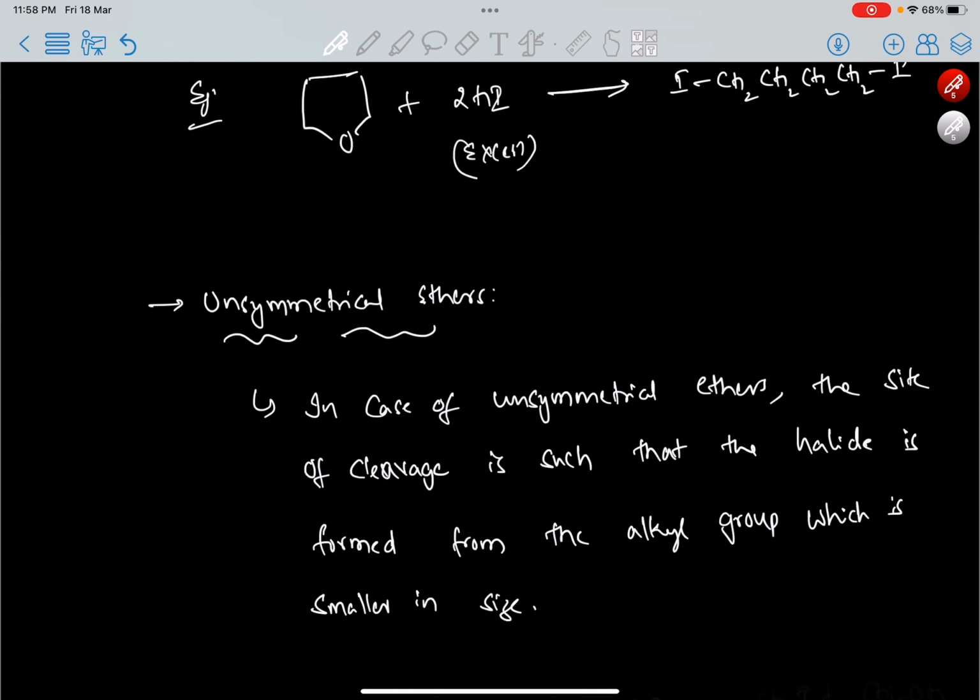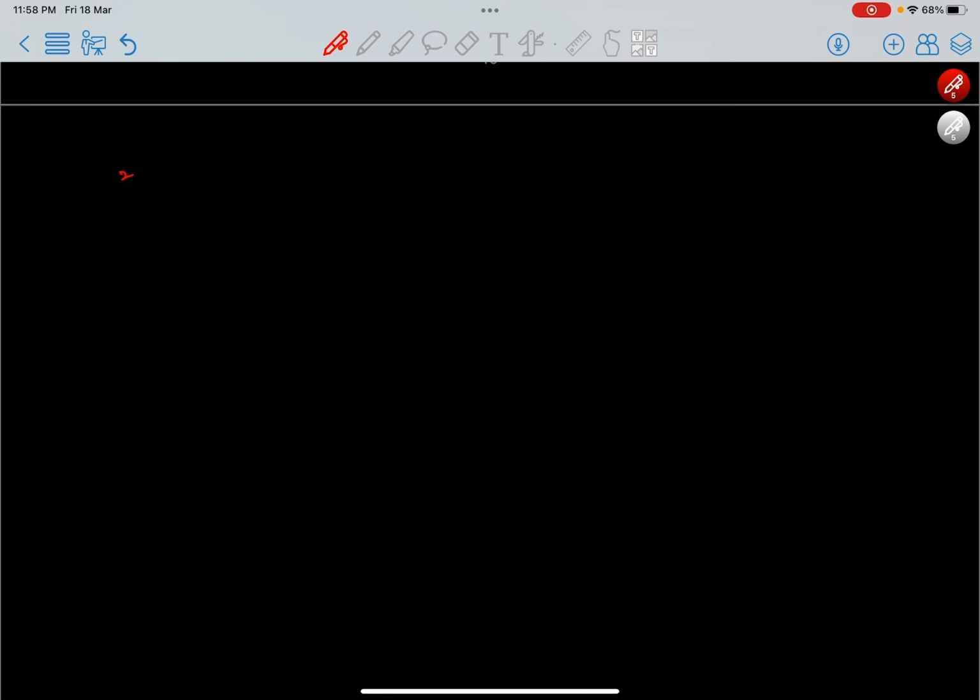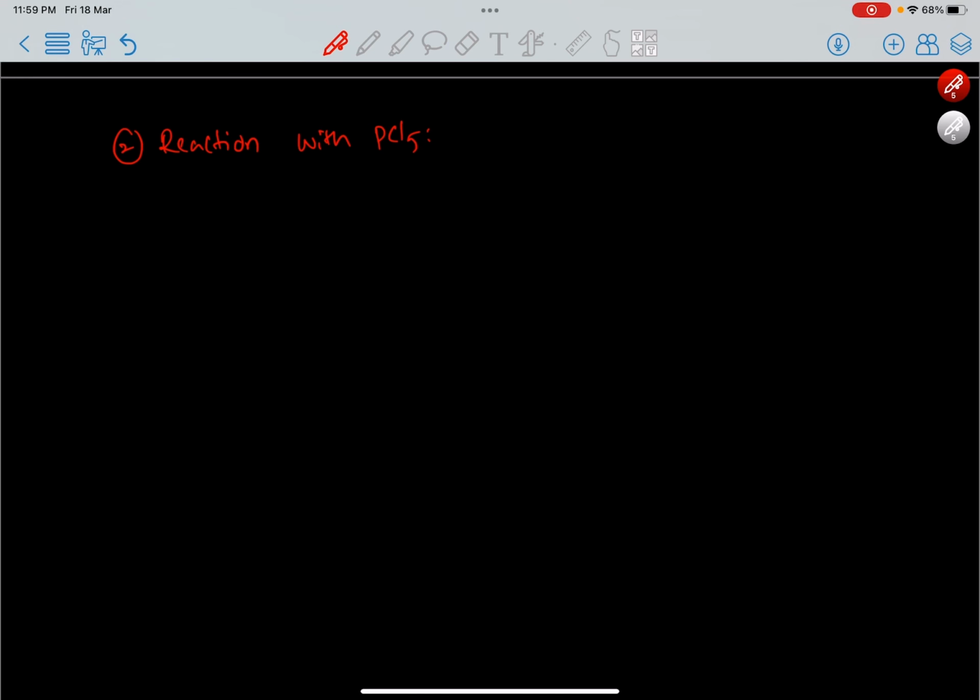Now let us talk about another reaction, that is the reaction with PCl5. What happens when PCl5 reacts with ether? So I have ROR, and if I add PCl5 and heat it, I get alkyl halide along with POCl3.